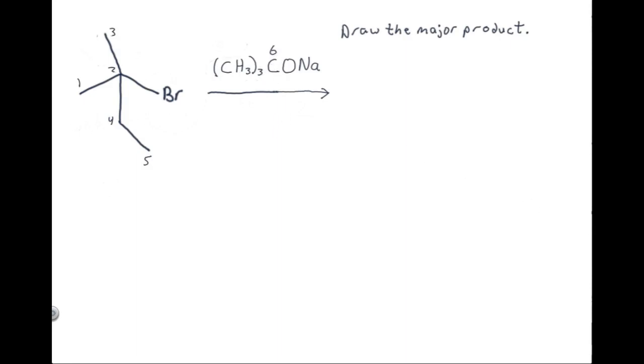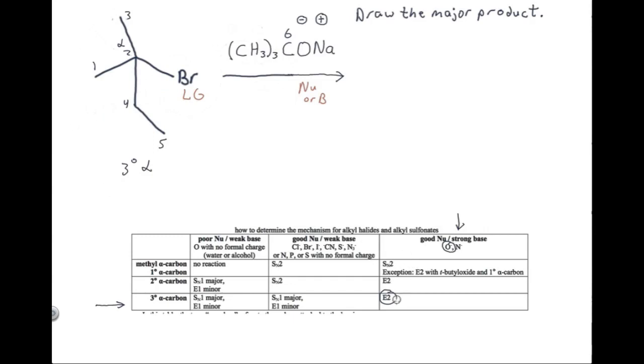Now we notice an ionic bond, which allows us to put in formal charges on the oxygen and the sodium. Make sure you actually write down the formal charges for ionic bonds, because formal charges are the most important factor in organic chemistry. So we can identify that this oxygen will be a nucleophile or a base. Neutral bromine will be our leaving group. Carbon 2 will be the alpha carbon. It's a tertiary alpha carbon. So our table again predicts that the mechanism will be E2.